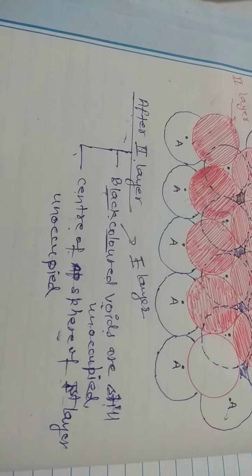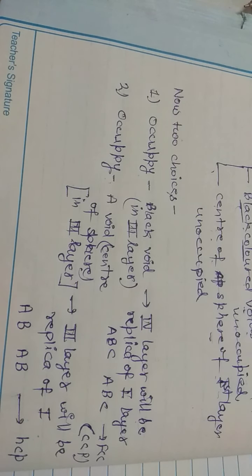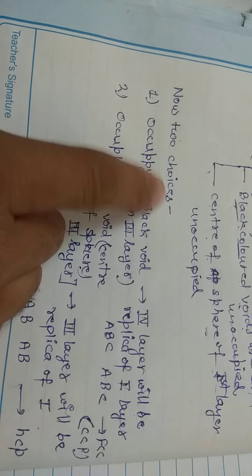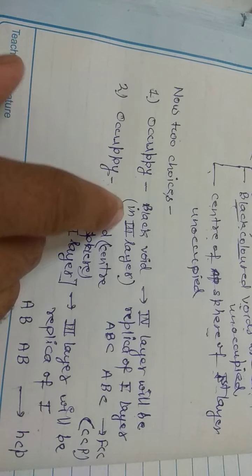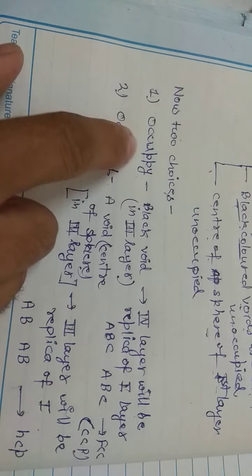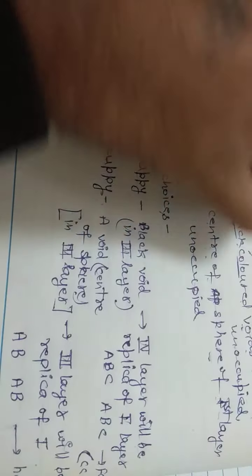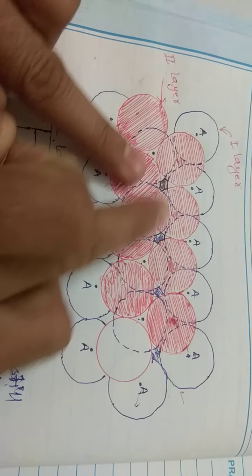So whatever I said, I am writing it in words. So this is what I explained. Now two choices are there. Two choices to put the particles in the third layer. Firstly, occupy the black voids. I want to say that you see where the black void is in the figure. Here, this is the black void.